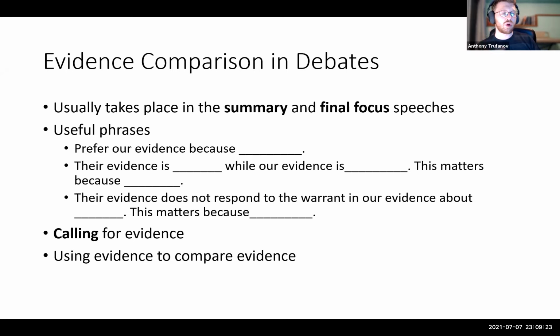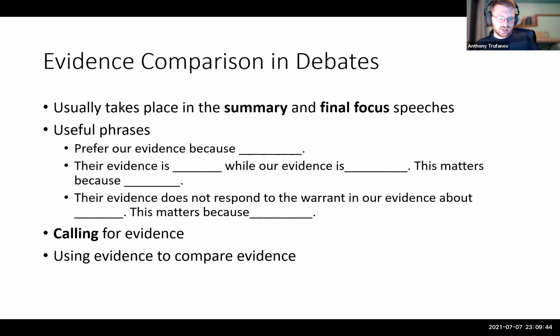One, it's more recent. Their evidence does not take into account recent examples of fake news spreading. Two, our evidence is more qualified. Our evidence is from a professor. Their evidence is from some random newspaper, right? So that's an example.